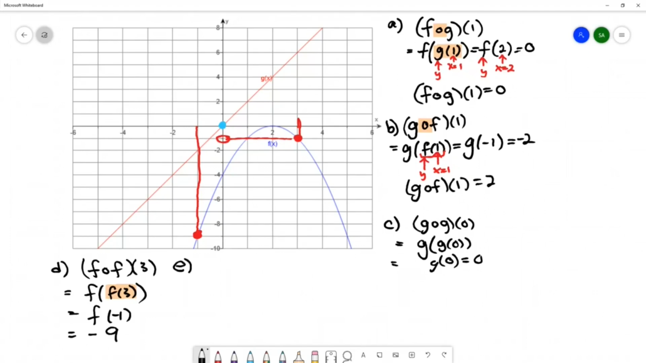Take a look at part E. For part E, we're going to do f composed with g composed with f of 2.